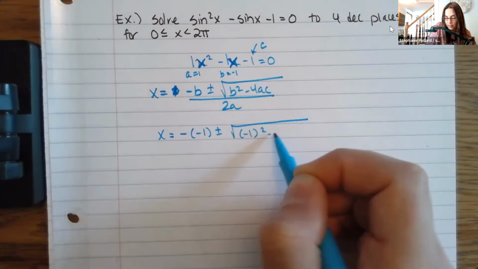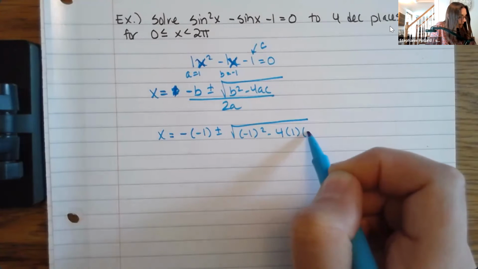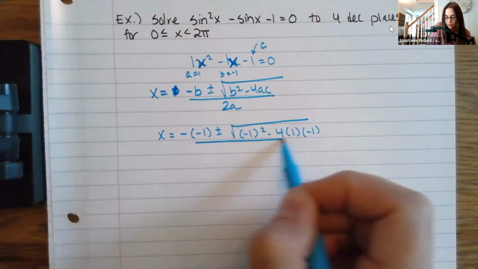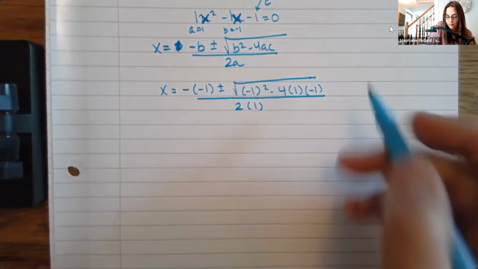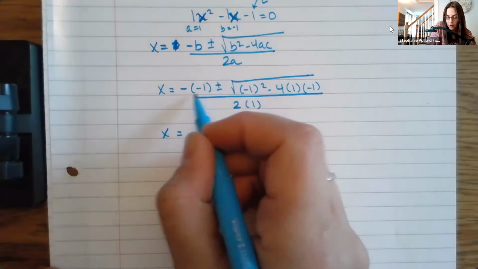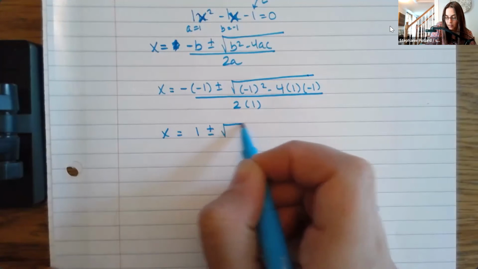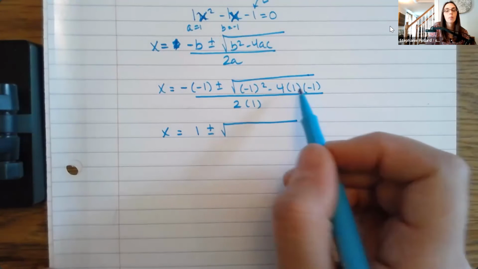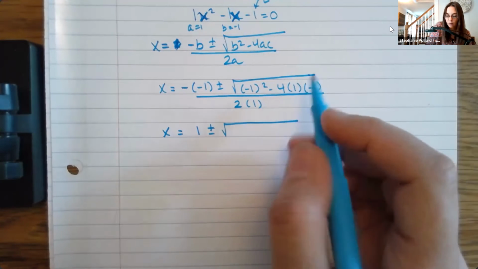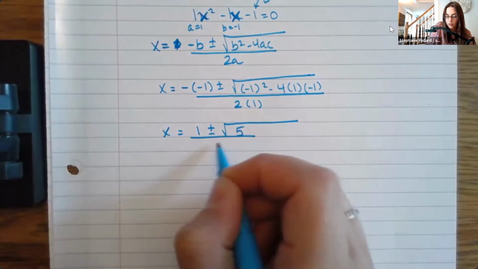-1 squared minus 4 times 1 times -1, all over 2 times a, which is 2 times 1. So here I have +1. On the inside, I have 1. My 2 negatives here will cancel, so I end up with 1 plus 4, which is 5, all over 2.